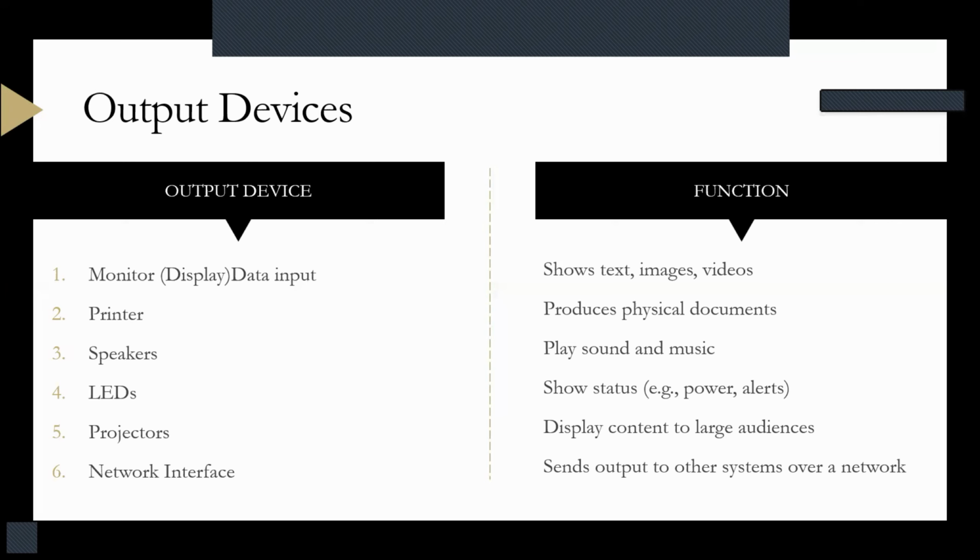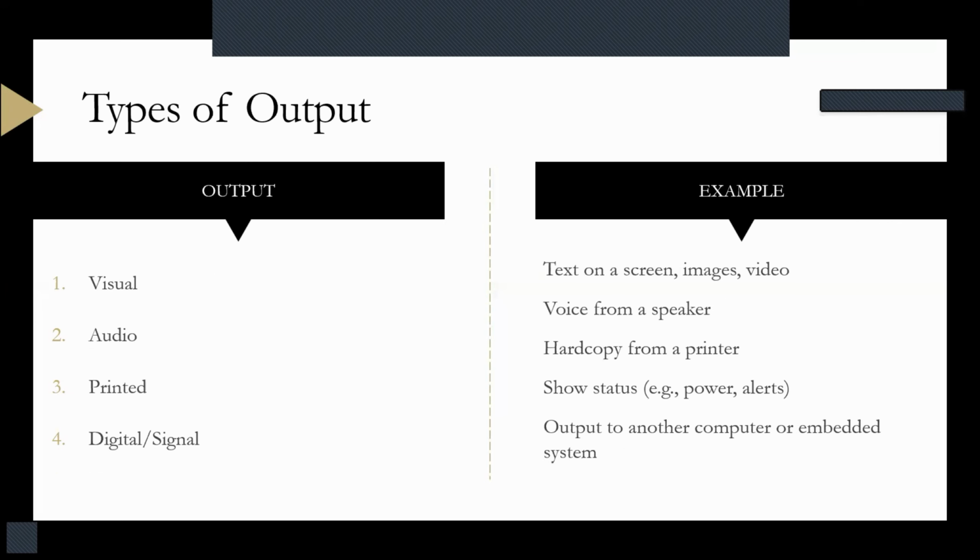And we also look at types of output. So we have visual output, an example is an image on a monitor. We also have audio output, one example is music from a speaker. We also have hard copy output, one example is printed paper. And last, we have status output, an example would be an LED light showing battery level. So I'm done with my part.